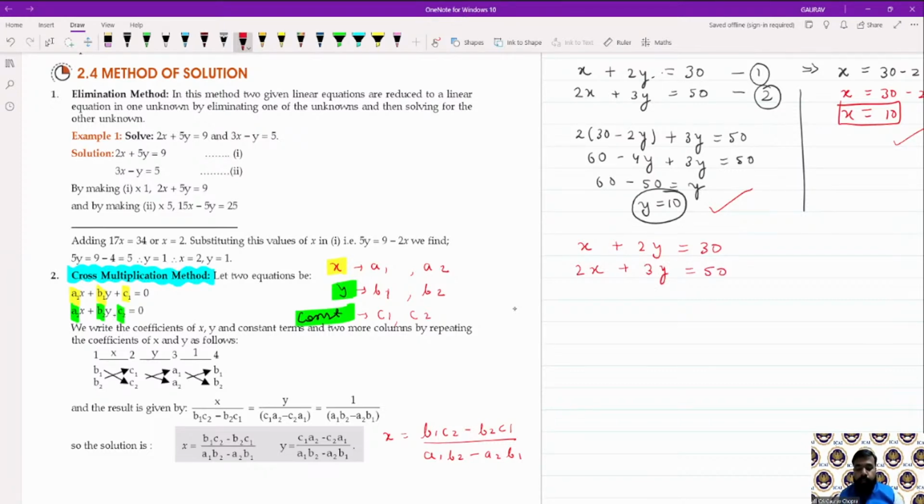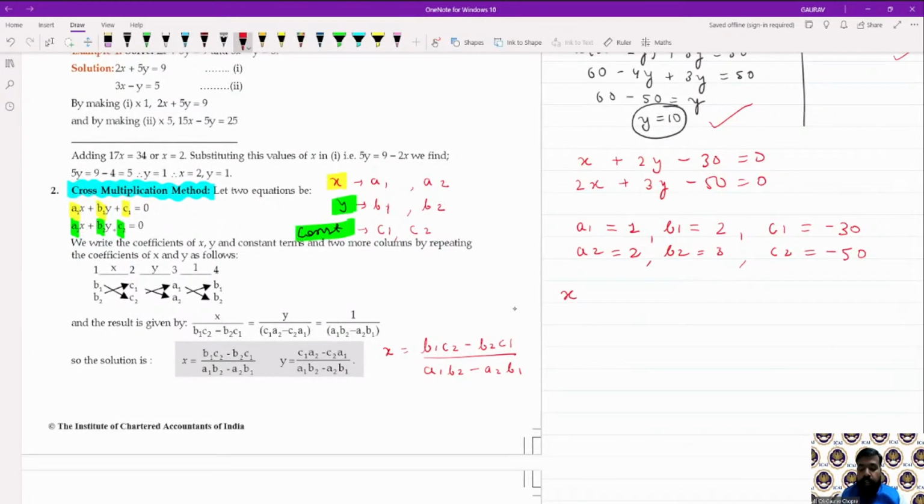Okay. Now if you see, what are the values of a1, a2, b1, b2, c1, c2? The coefficients of x are 1 and 2. The coefficients of y are 2 and 3, and the constants. So we have to bring the constants to the left-hand side, so it will become minus 30 and the other one will become minus 50. So C1 is equal to minus 30 and C2 is equal to minus 50.